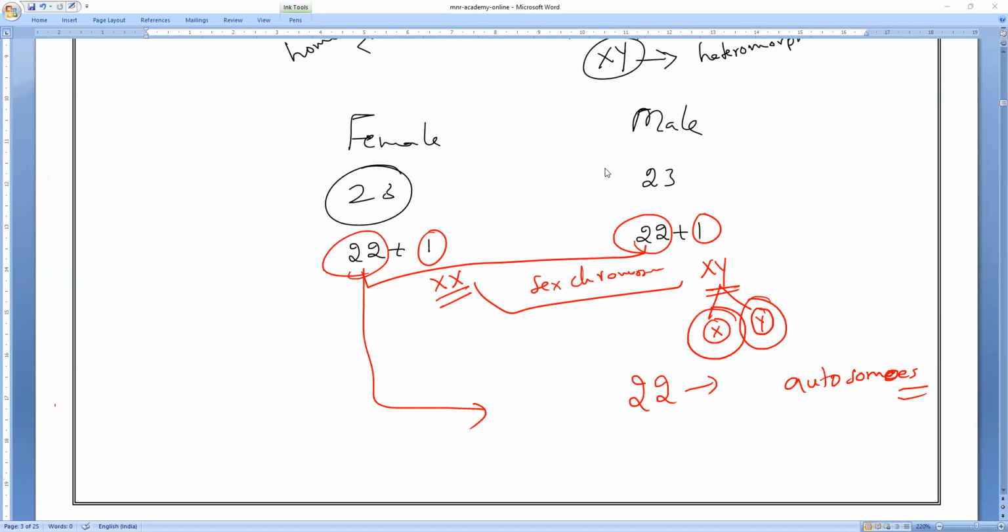Tejaswini, what is that? 22 chromosomes are called body chromosomes or somatic chromosomes. Autosomes. Okay, that is also correct, Tejaswini.